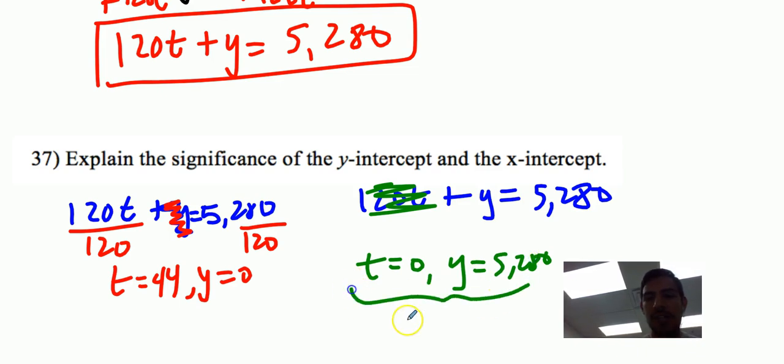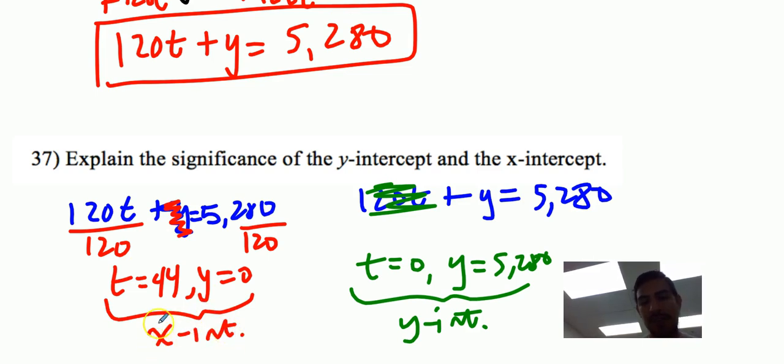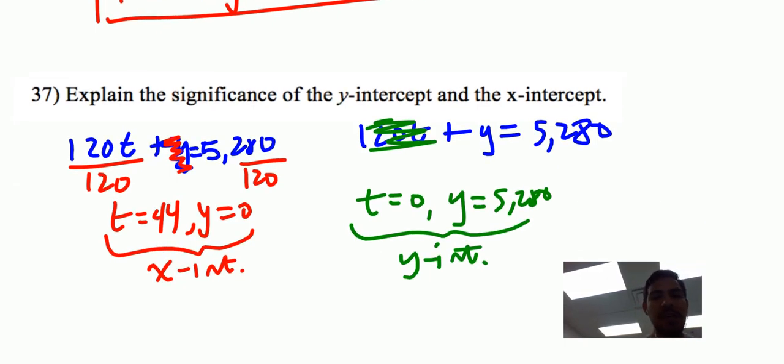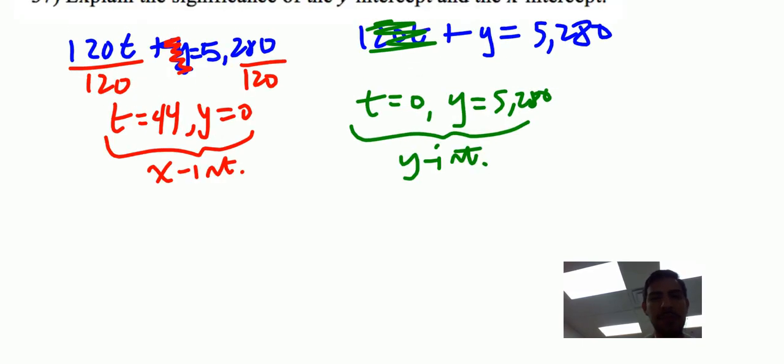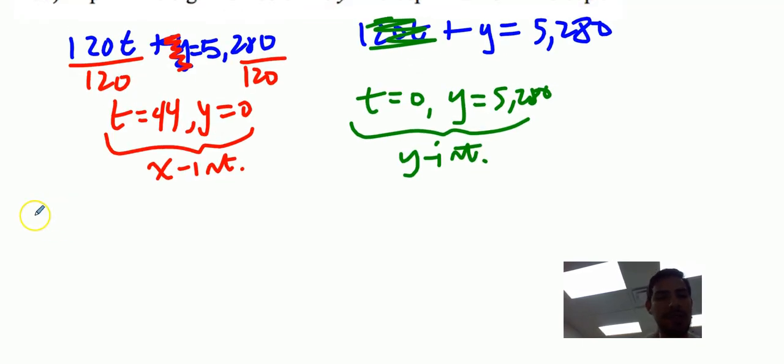And this first part is my y-intercept, or t-intercept. My second, this part on the left is going to be my x-intercept. And rather, this would be your t-intercept. That would be your y-intercept. Either way, here's the significance. In red, at t equals 44 minutes, Mr. Foster lands.